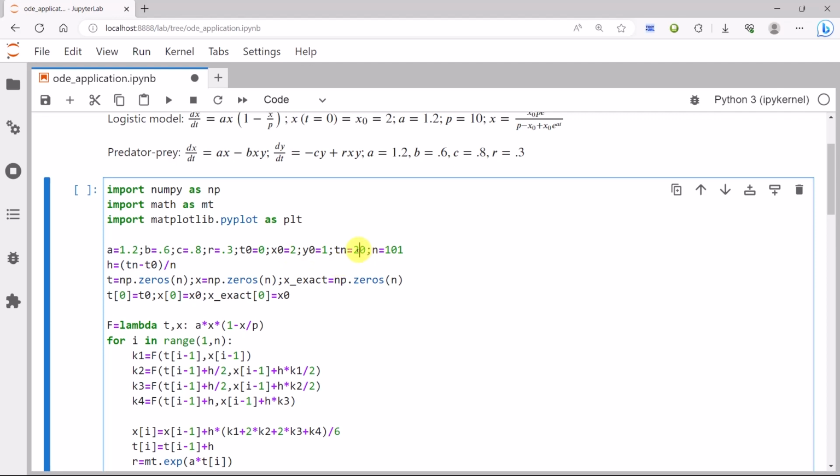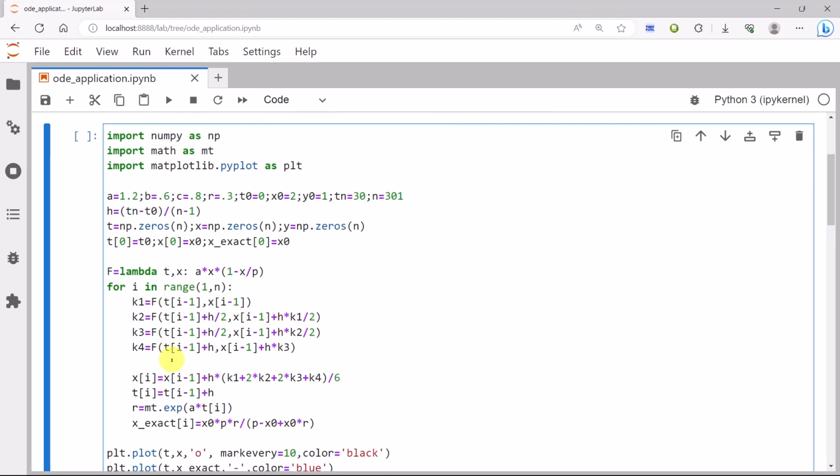Tn I am taking as 30, because I'm taking n slightly large. We'll look into 30 years now. All right. Because this is the number of points I am taking, my h will be this divided by n minus 1. I was taking n previously, but that gives some error there. This should be n minus 1. And then I have t here, x here. I do not have an x exact. All I have is y. Okay. So now these k's, I have now different k.